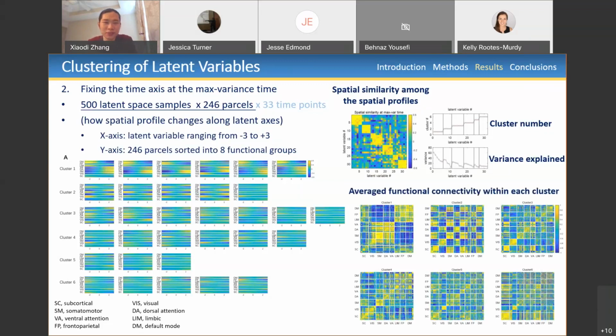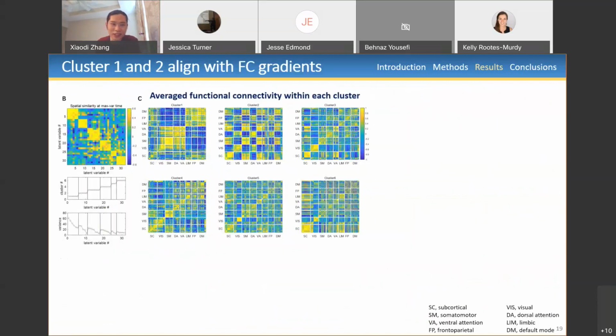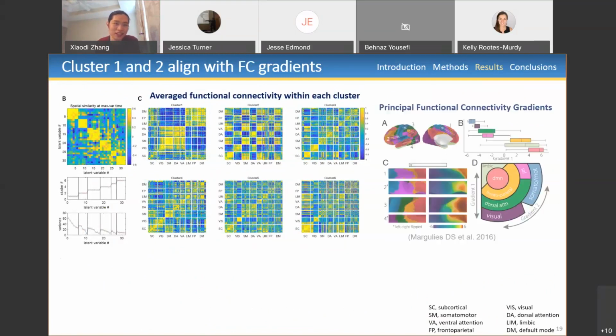And if you prefer, we can use the average functional connectivity to represent the brain state for each cluster. For example, the first cluster shows the anti-correlation between the default mode network and the task positive network. And then the other clusters are showing something different. But among them, the second one seemed to be particularly interesting. This checkerboard-like pattern actually matches with the findings in the principal functional connectivity gradient.